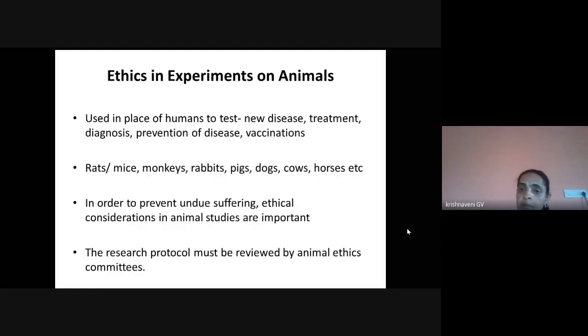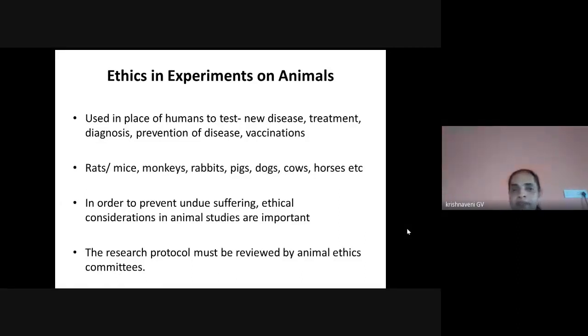The easy targets. The term guinea pig itself has come from using guinea pigs rampantly in any type of medical research. See, the most common researches where animals are used in place of humans are when you test new disease occurrence, new treatment, when you're looking for new diagnosis, or ways to prevent disease, and vaccinations. In this current COVID time, everyone has now heard of how a clinical trial is done, how a vaccination trial is done.